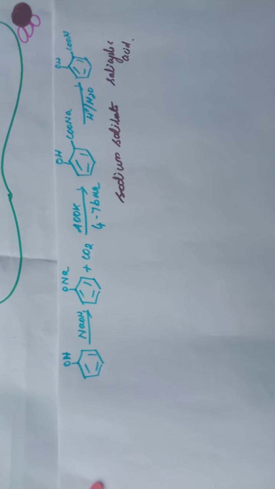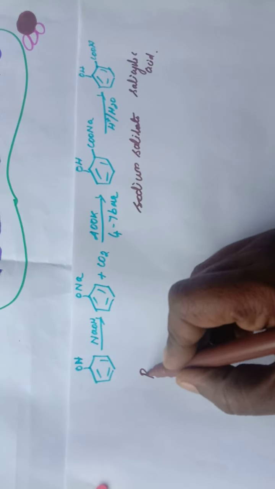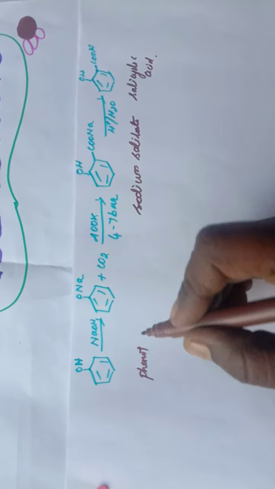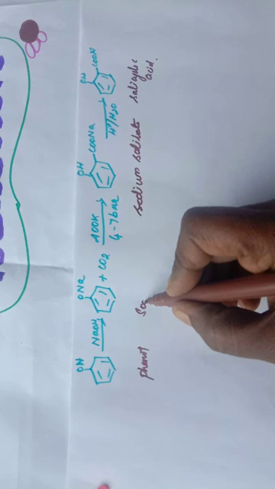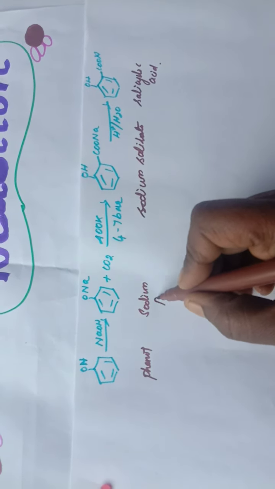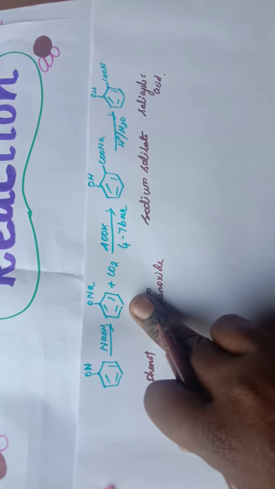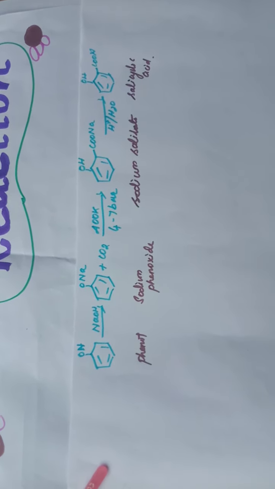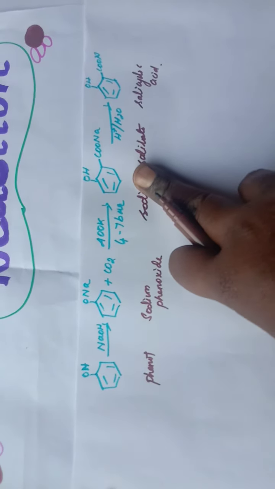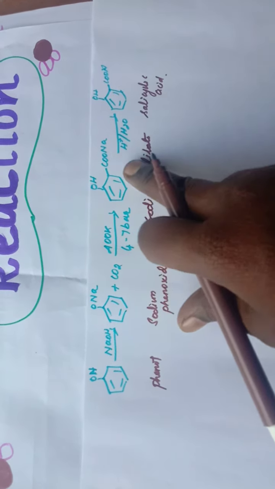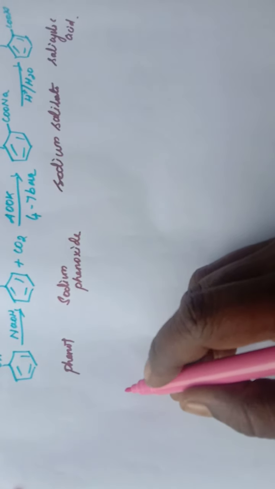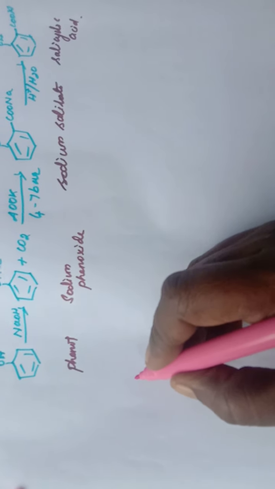This is the first naming reaction. Phenol is converted into sodium phenoxide. Then this sodium phenoxide undergoes electrophilic substitution reaction with carbon dioxide and gives sodium salicylate, and on hydrolysis of the sodium salicylate, we will get the salicylic acid. Another important name reaction is the Reimer-Tiemann reaction.